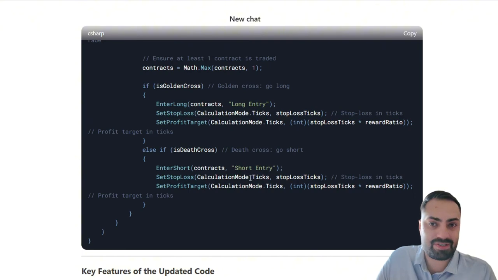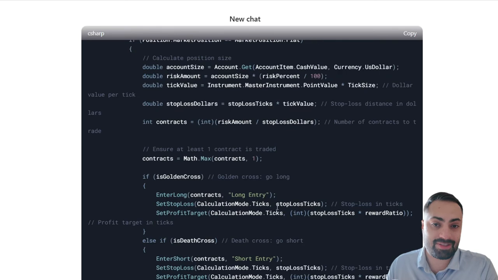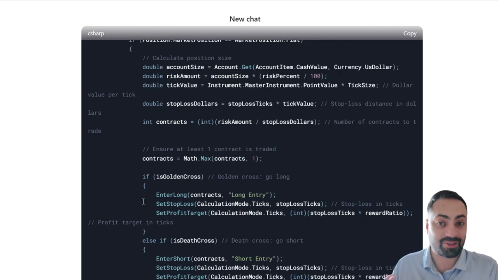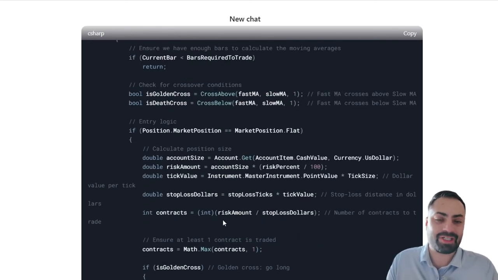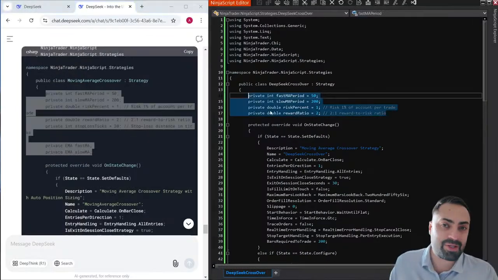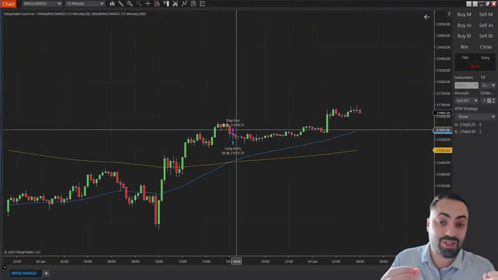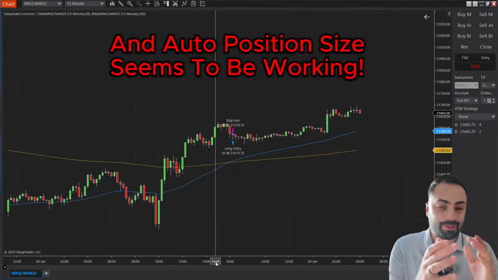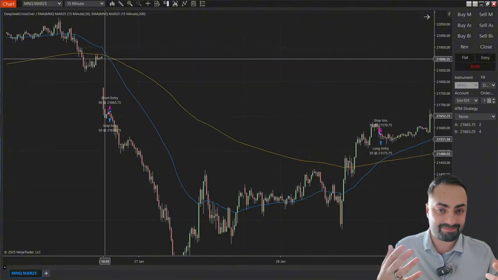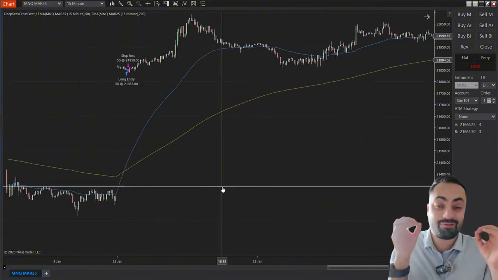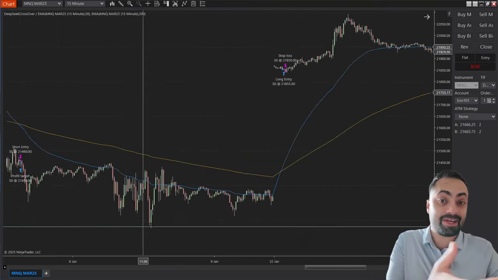And now with these results, it's actually looking much better. I can see here that we actually have that tick value that we talked about earlier. So this is actually looking like it's fixed. So I'm going to copy all of this into my code and I'm going to compile it and run it again. And this is what we get. It actually enters at the crossover now. So the coding side actually works. And that to me is very, very impressive as far as AI goes.